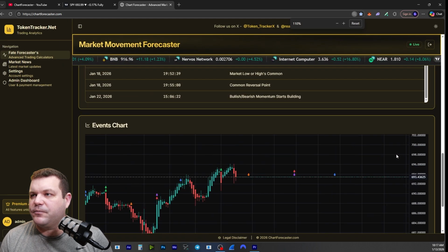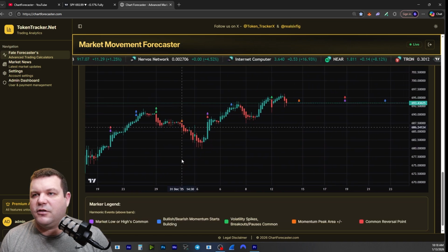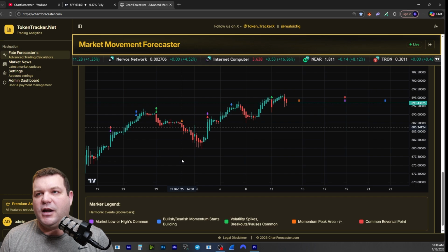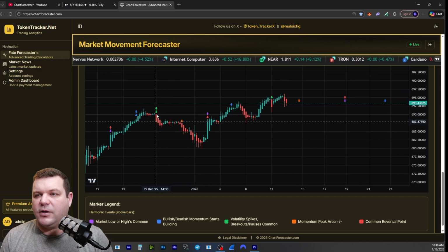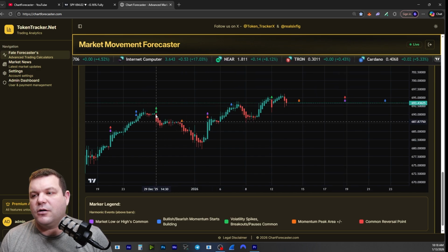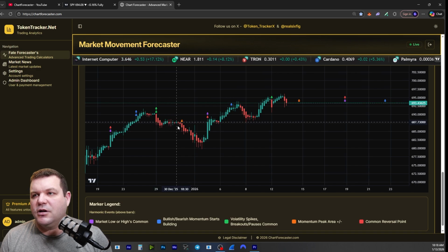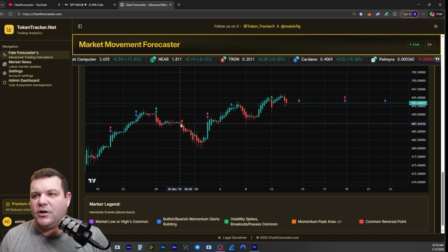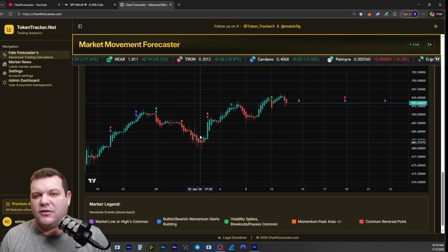And you can see that chartforecaster.com has done an absolutely beautiful job at predicting the timing of the markets. Here it was telling us to watch out in advance for volatility spikes, breakouts, breakdowns, things of that nature. Here it was telling us that this was going to be a momentum peak area. Not the case, guys. This isn't 100% bulletproof, but it's damn accurate.